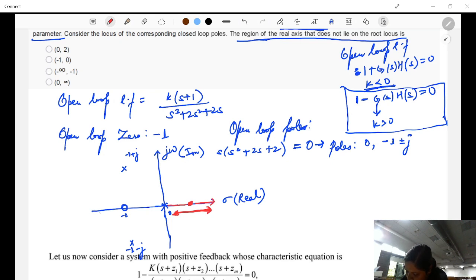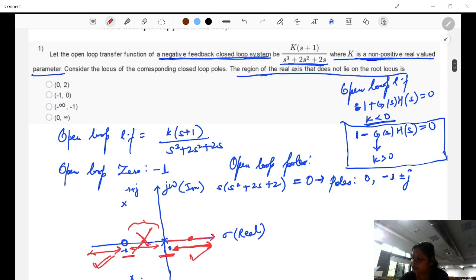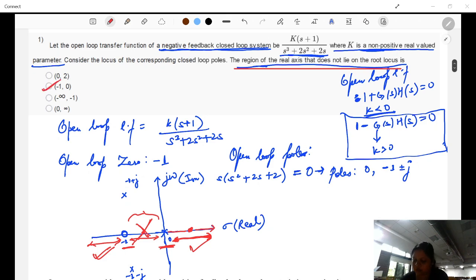Now let's say we check this part and we have a test point here, we have a pole to the right of it. That means the number of open loop zeros and poles that we have to the right of it is 1. That means it does not lie. Now if we check this part, the number of real open loop poles and zeros to the right of it is 2. That means this lies, this lies, this does not lie. So the region of the real axis that does not lie on the root locus is -1 to 0. So this is your answer.